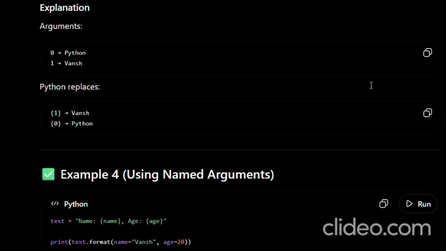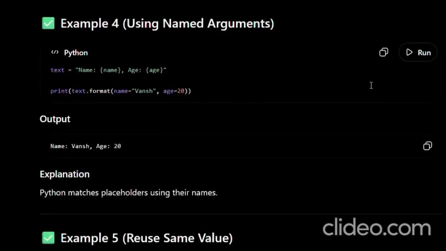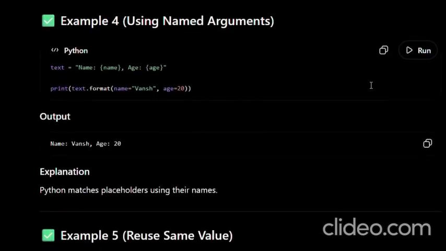Example 4 uses named arguments. We can print using named arguments as well. You can directly bring the value using a variable. This is the format you can see.